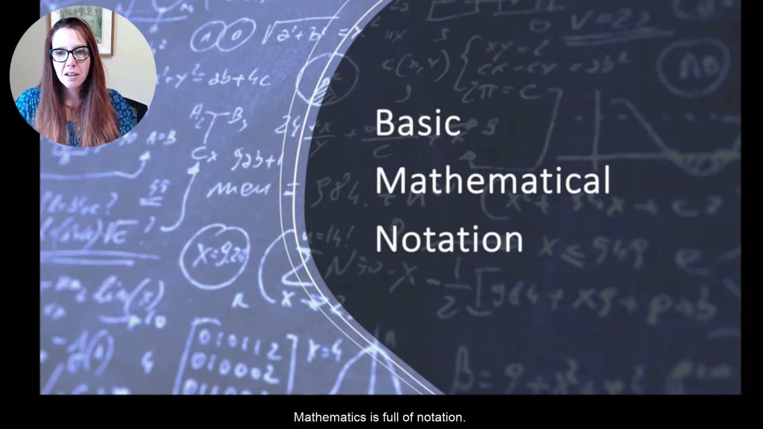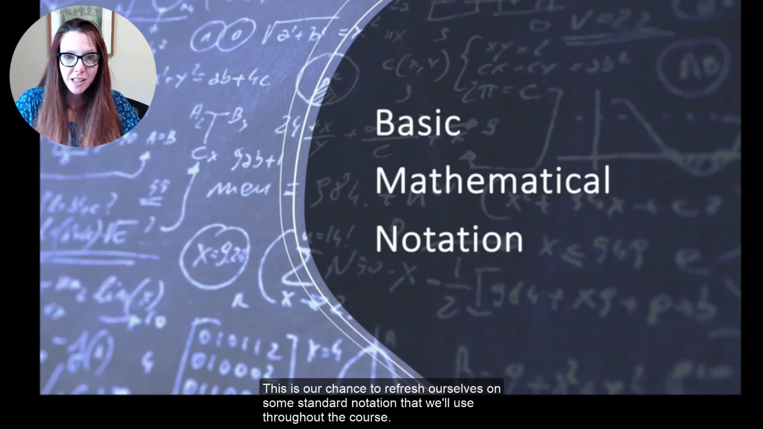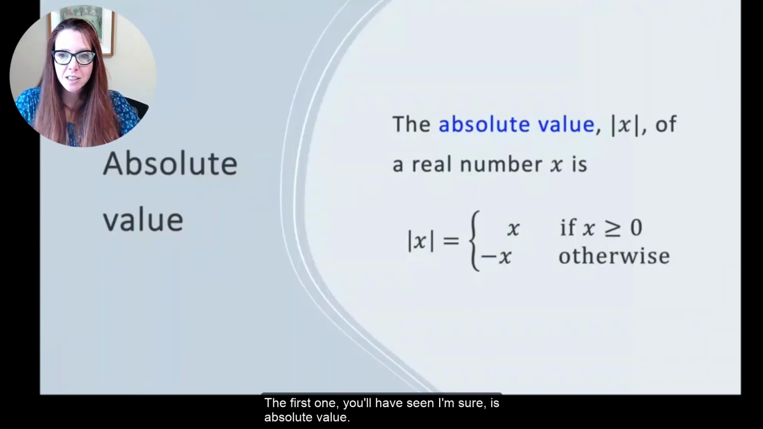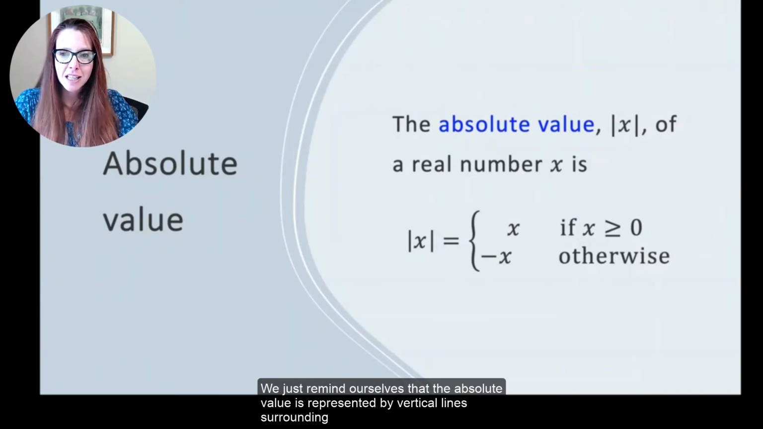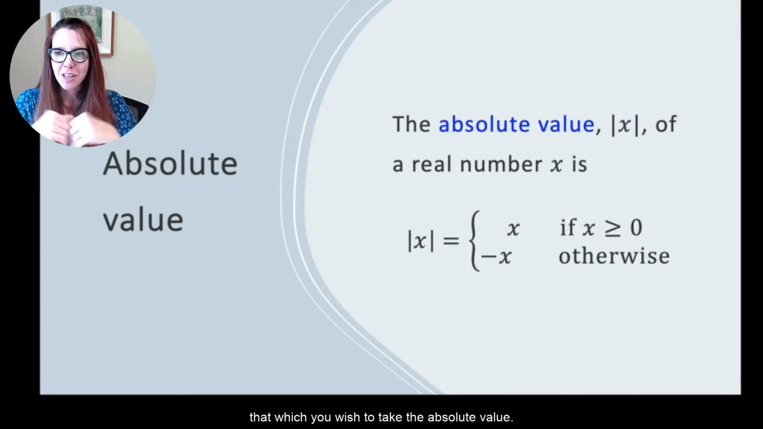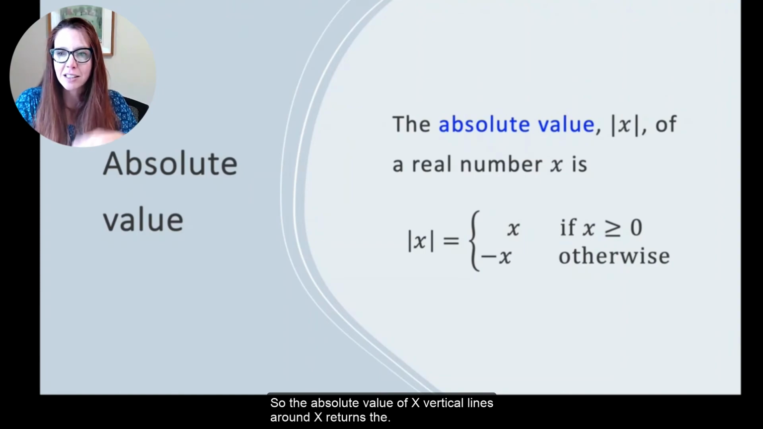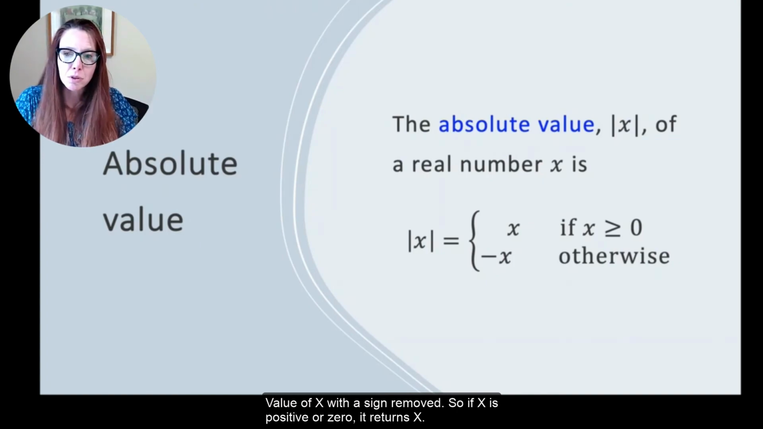Mathematics is full of notation, and this is our chance to refresh ourselves on some standard notation that we'll use throughout the course. The first one you'll have seen, I'm sure, is absolute value. And we just remind ourselves that the absolute value is represented by vertical lines surrounding that which you wish to take the absolute value. So the absolute value of x, vertical lines around x, returns the value of x with the sign removed.